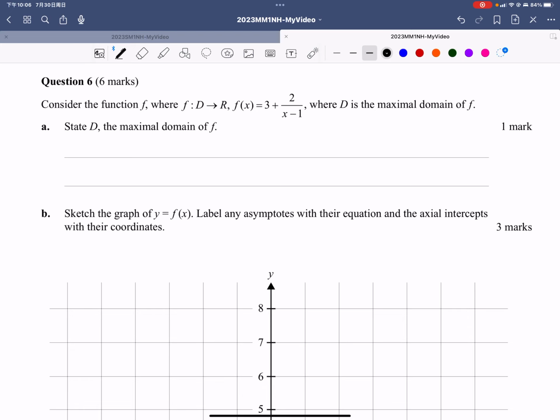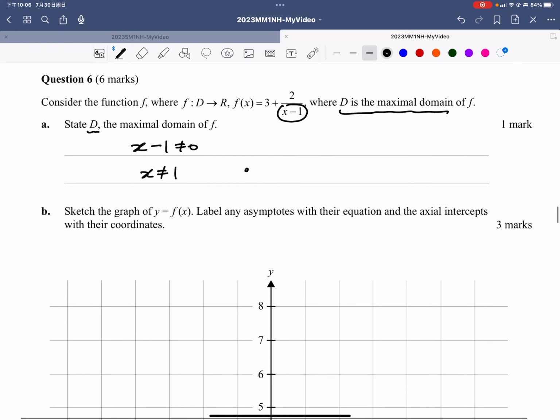Okay, a rectangular hyperbola. D is the maximal domain of f. So for the maximal domain of f, you just need to make sure the denominator is non-zero. So x minus 1 is not equal to 0. x cannot take 1. Therefore, the maximal domain D is all real numbers, backslash 1.